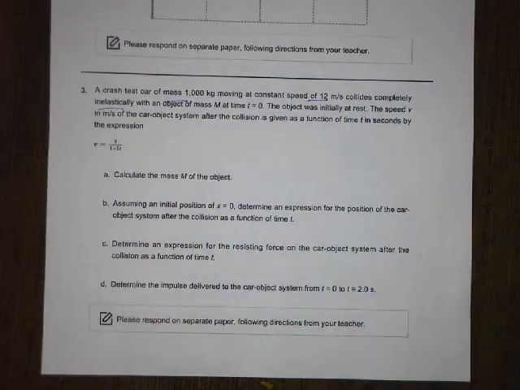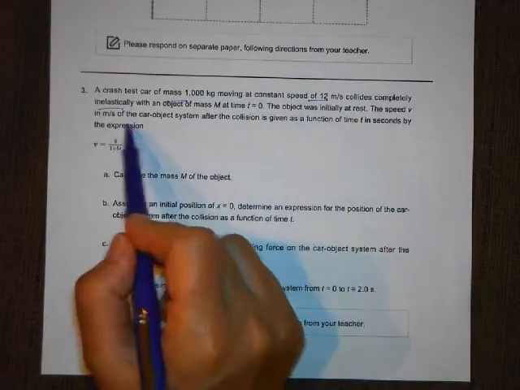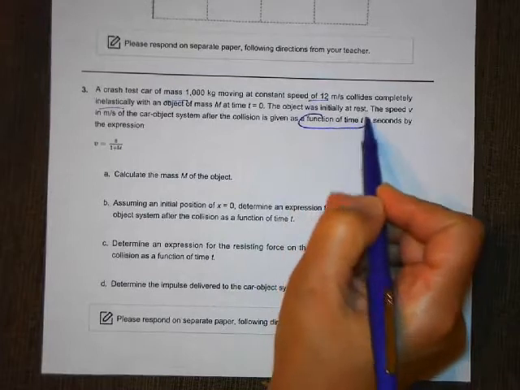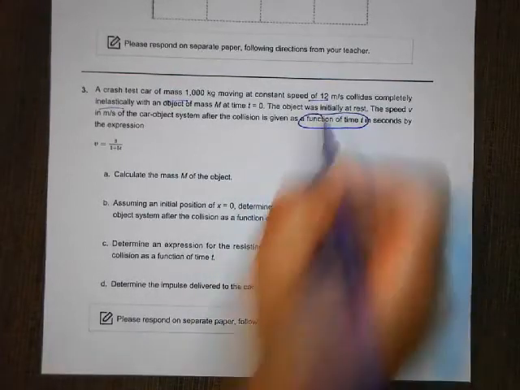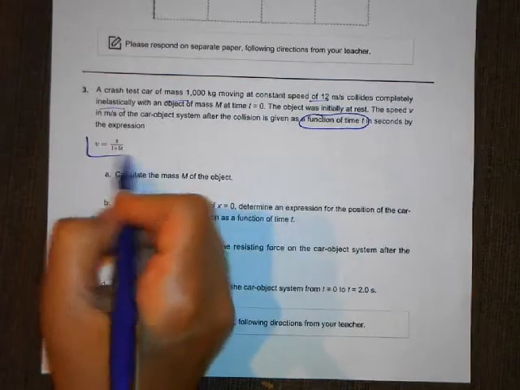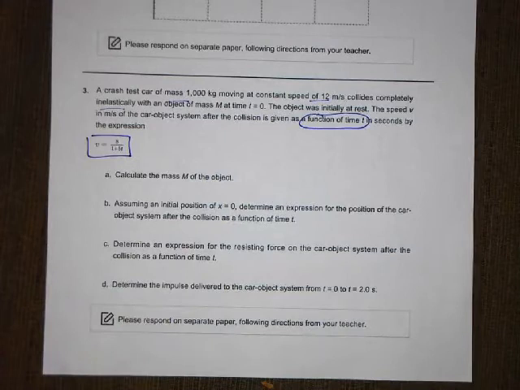So now you know I'm going to do conservation of momentum. It was initially at rest. And then they give you something. As soon as you see the words function of time, that means calculus. So if they're giving me the velocity as a function of time, they're probably going to ask me for the position, where I have to integrate, and then they're going to ask me for the acceleration, where I'm going to have to do the derivative.